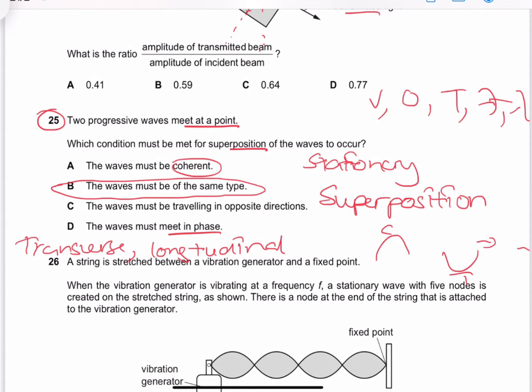But it's very tricky because some of these answers might be true, but this is something that is undebatable, that they have to be of the same type. A transverse wave and a longitudinal wave can never superimpose under any circumstance. So the answer becomes B.